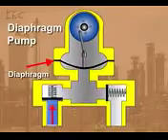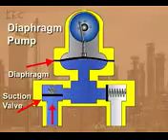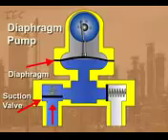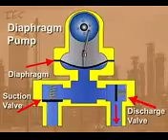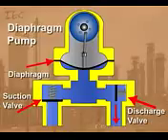When the diaphragm is up, the suction valve is open. On the downstroke, the suction valve is forced shut and the discharge valve is opened, allowing the fluid to pass through.